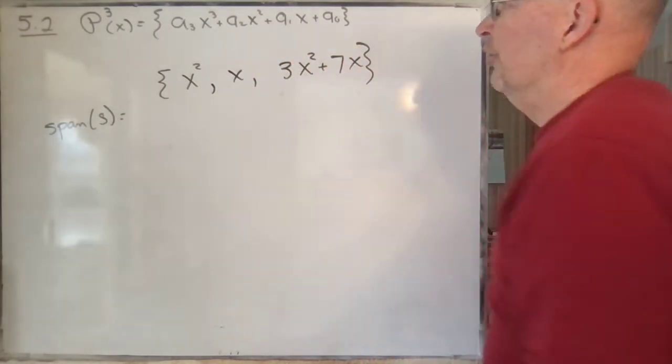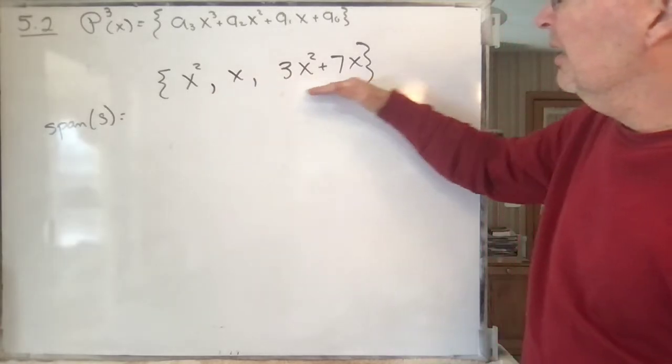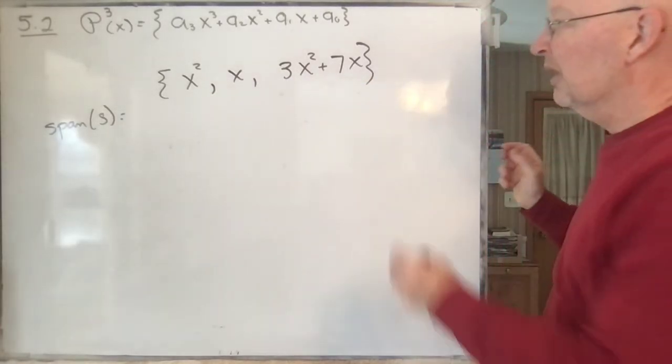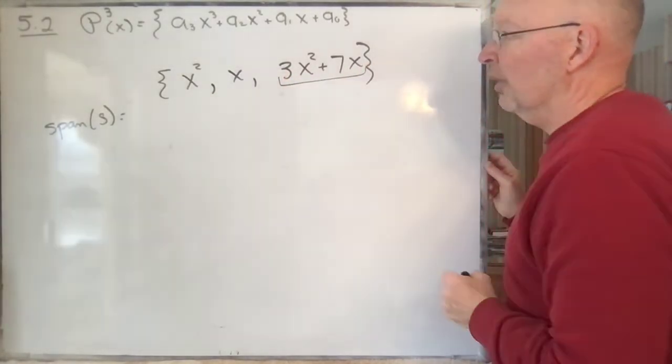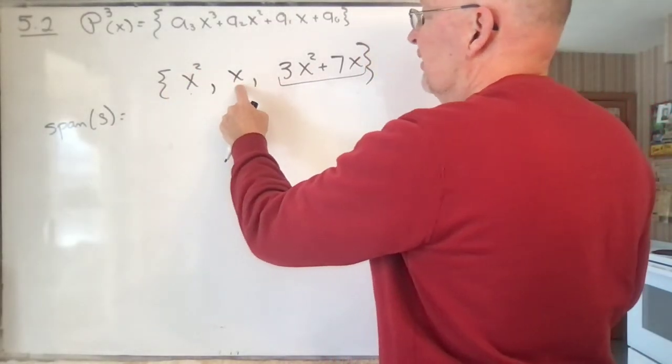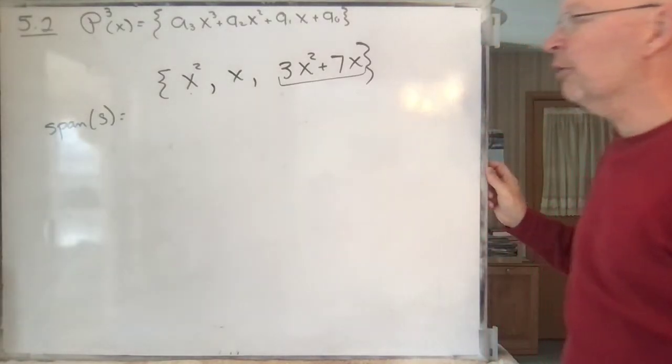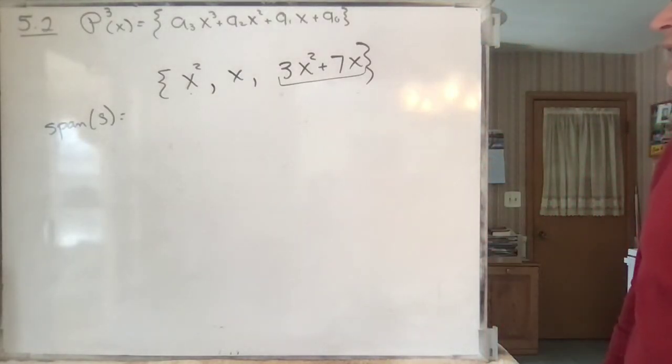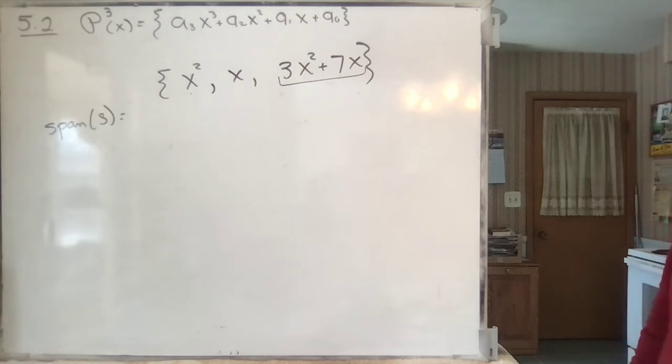Do you agree that that's a linearly dependent set? Because I can get this one from a multiple of these. If I take 3 times this one and add it to 7 times this one, I'm going to get this one. So that would be a linearly dependent set. Agreed? So those would be linearly dependent sets, for example.